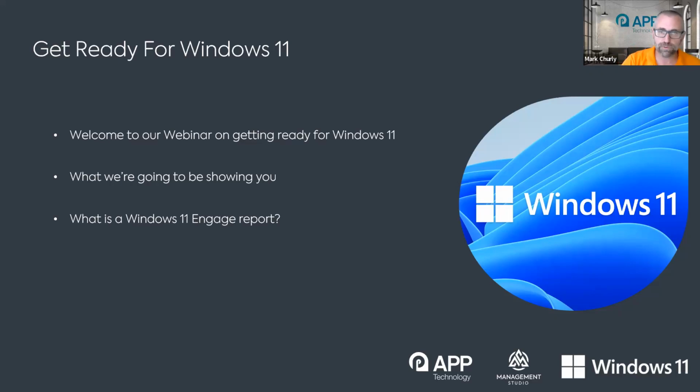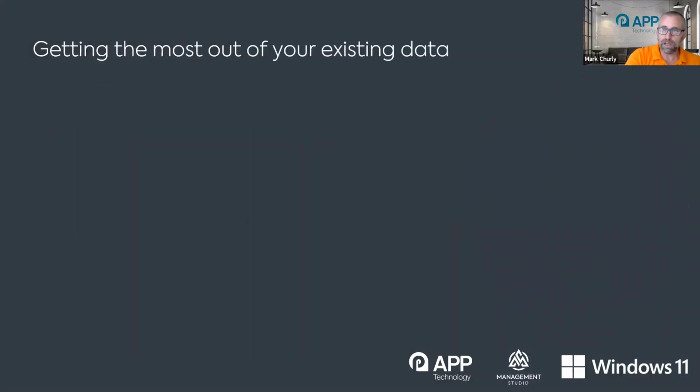And that's what your Engage report is going to do. We're going to be pulling together information in your estate and building this report, which will help you move forward with your project. The key thing here is that this is a free engagement from us, really just to get you started. I've already said that you've got a lot of data in your estate already.